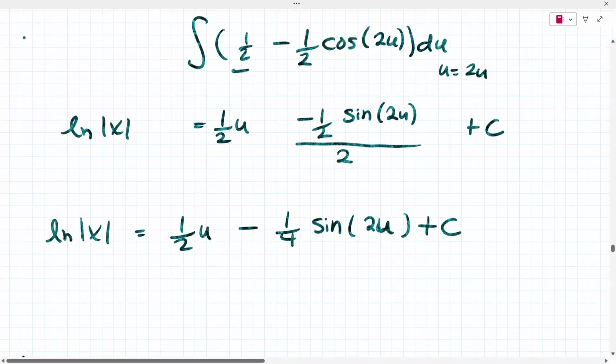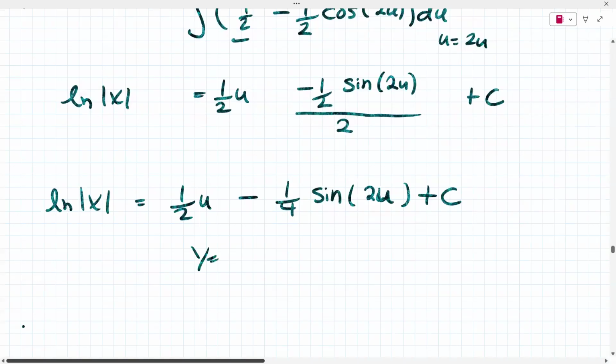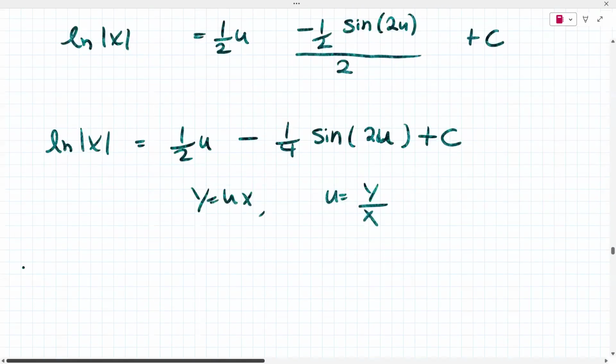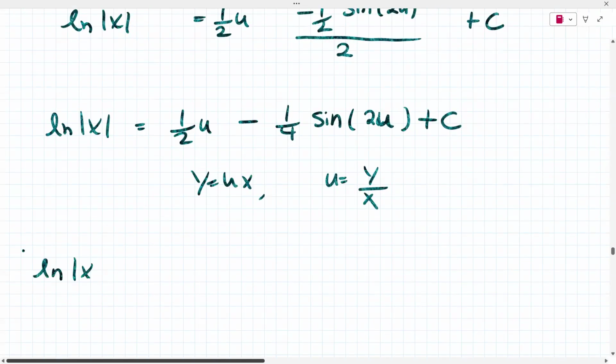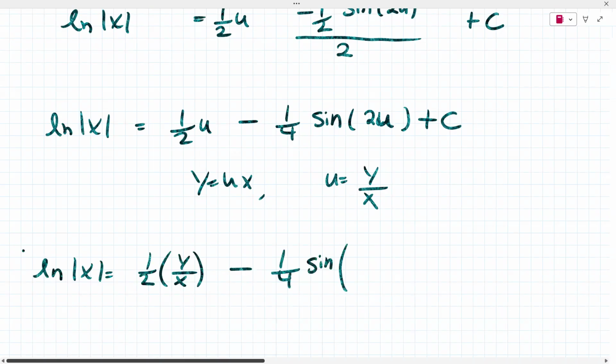Now you're going to substitute. We said that y was equal to ux, and as you can see, we don't have a y. We need to solve for u. When you solve for u, it's going to be y over x. So on the left, it's going to be the ln of absolute value of x equals, replace u with y over x, so it's going to be 1/2 times y over x minus 1/4 sin of 2y over x plus c. And that's it. That is your final answer.